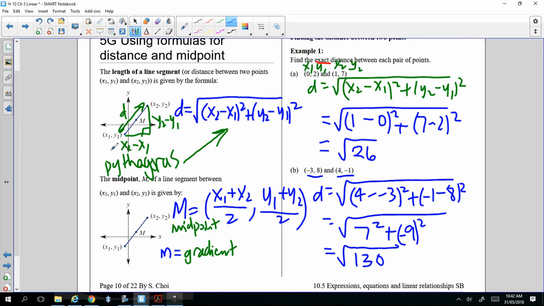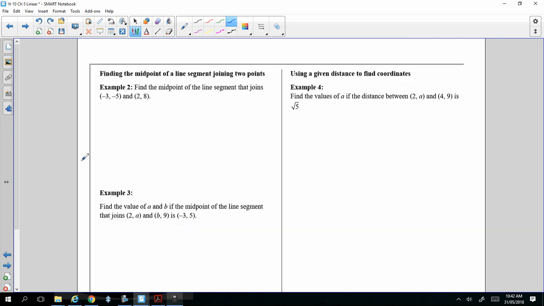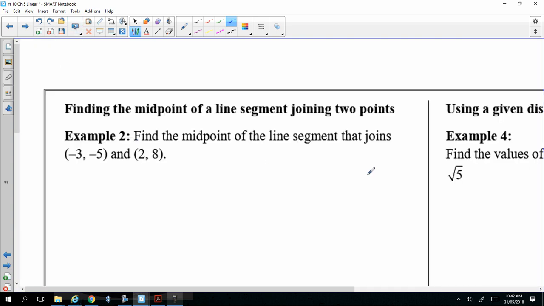Next, we're going to use the midpoint formula to find the middle of 2 points. So that's the midpoint, the middle of 2 points. Okay, so how do you find the middle of 2 points? We're going to go to example 2 and look at the first example, find the midpoint. All you have to do, call that x1, y1 and x2, y2.